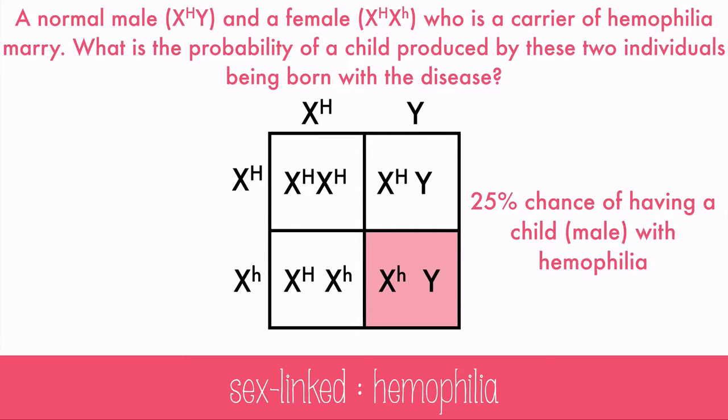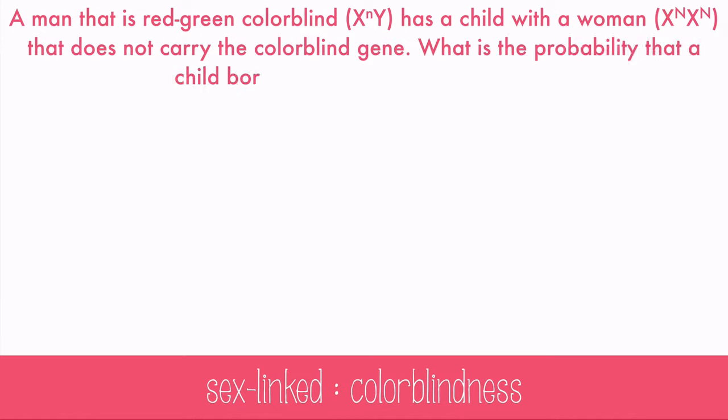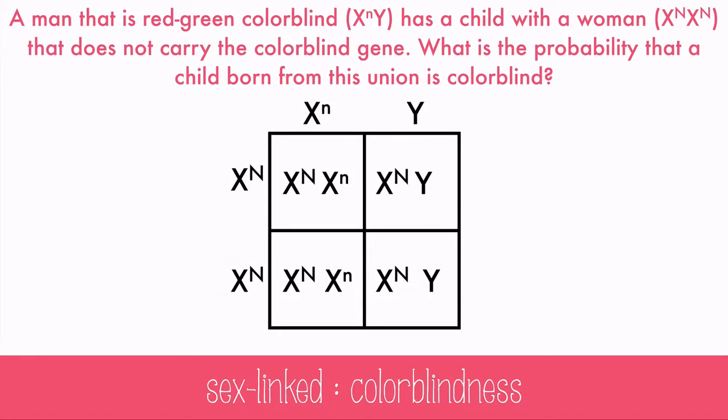A man that is red-green colorblind has a child with a woman that does not carry the colorblind gene. What's the probability that a child born from this union is colorblind? Well, once we fill out the Punnett square, we can see that there's actually no chance of having any child that will be colorblind, but any girl born would be a carrier.